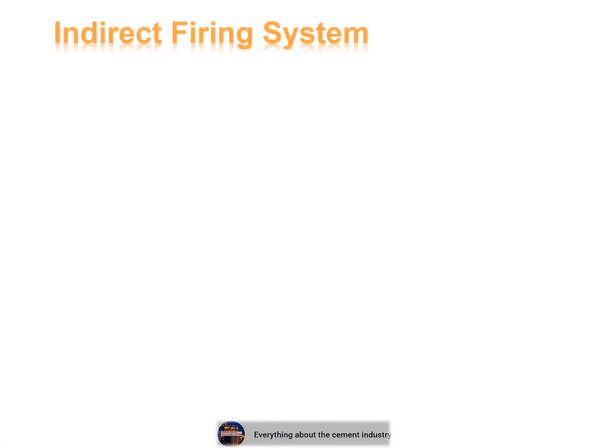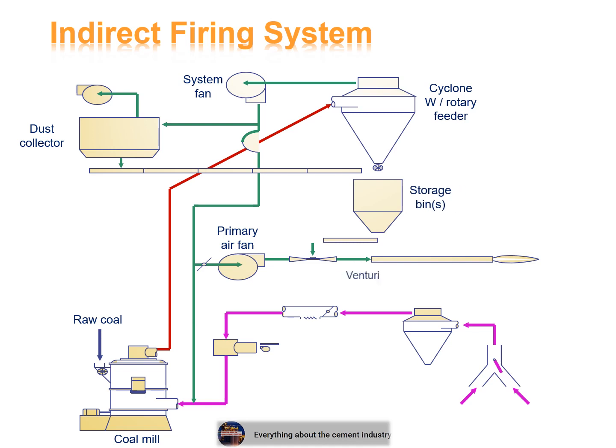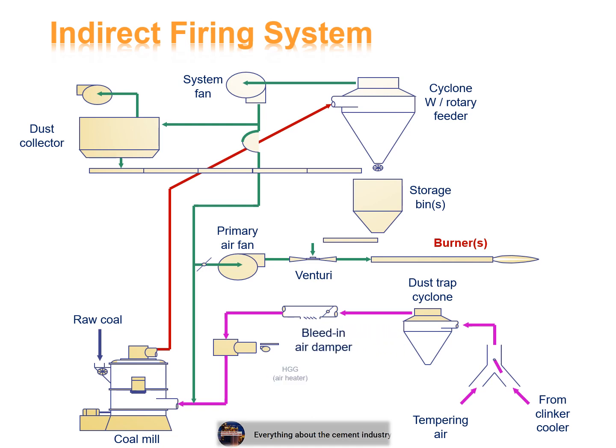Indirect firing system. The indirect firing system consists of raw coal, coal mill, dust collector, system fan, primary air fan, cyclone, rotary feeder, storage bin, venturi, burner, from clinker cooler, tempering air, dust trap cyclone, bleed-in air damper, hot gas generators, air heater.